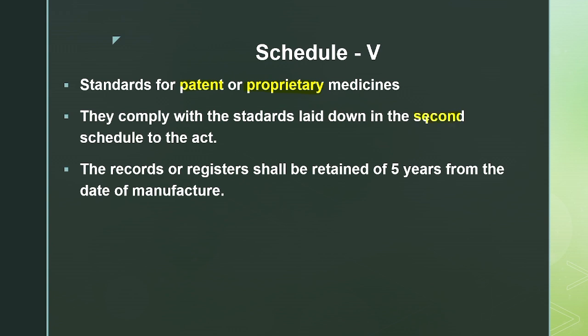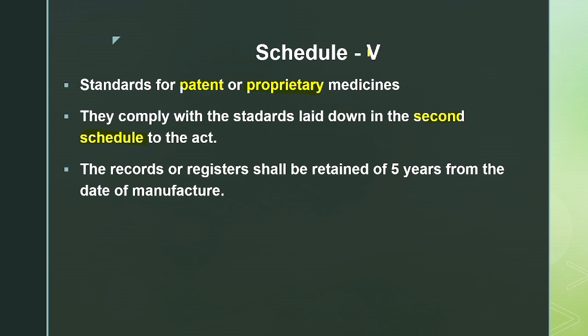What is the Second Schedule? The Second Schedule mostly deals with the list of books for the systems of medicine like Siddha and Unani. The First Schedule deals with the books coming under Ayurveda, and the Second Schedule deals with the books coming under Siddha and Unani. Okay, this is about the Second Schedule.